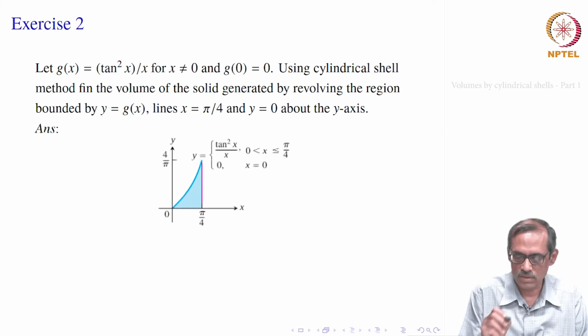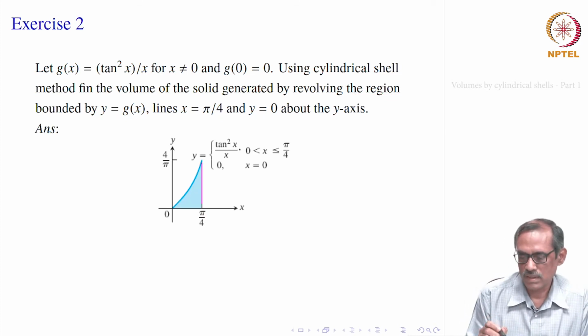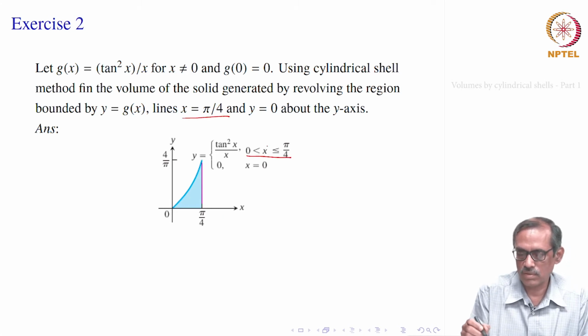Okay. So, let us look at where the region is. The function is y equal to tan square x by x, and at 0 it is 0, and we have the line x equal to pi by 4. So, we may limit all our focus to x less than or equal to pi by 4, and in one quadrant it is enough, anyway tan square x.